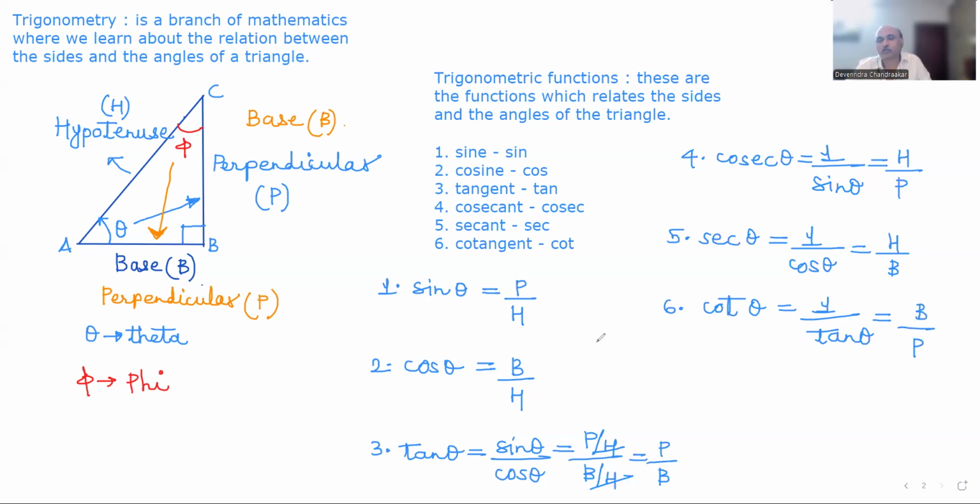So this is how the sides and the angles of the triangle are related using these 6 basic trigonometric functions.